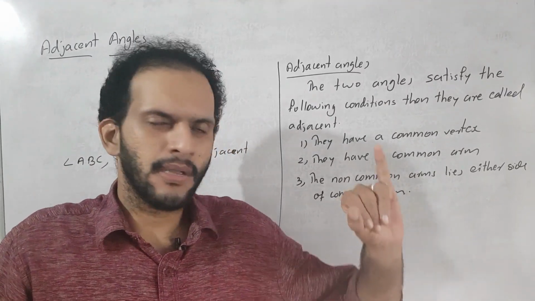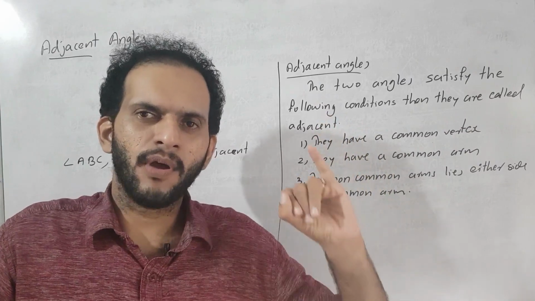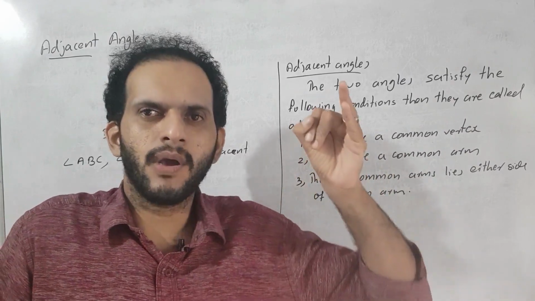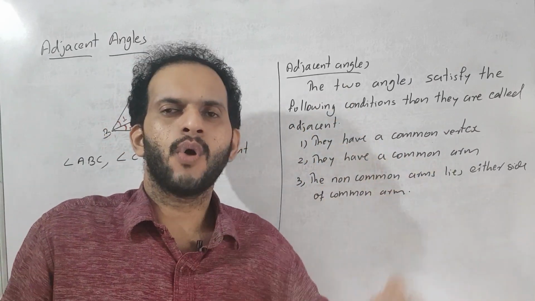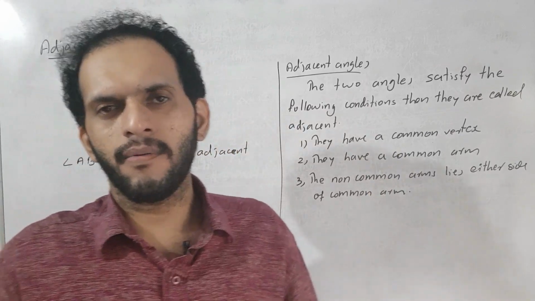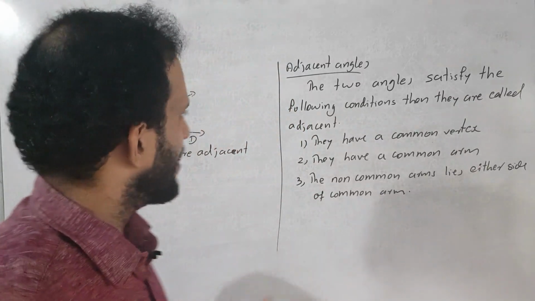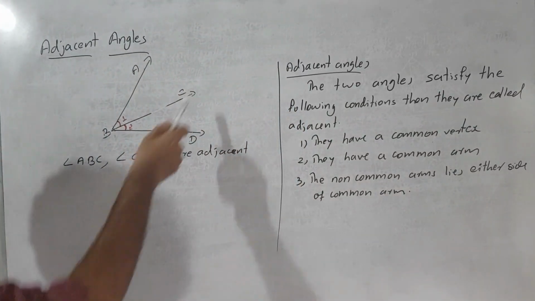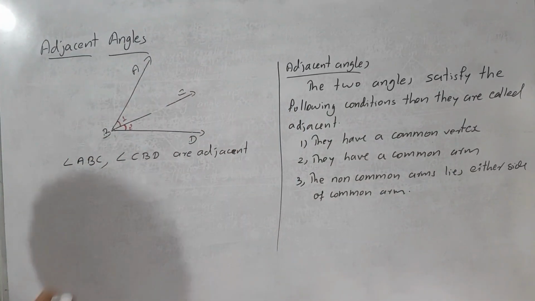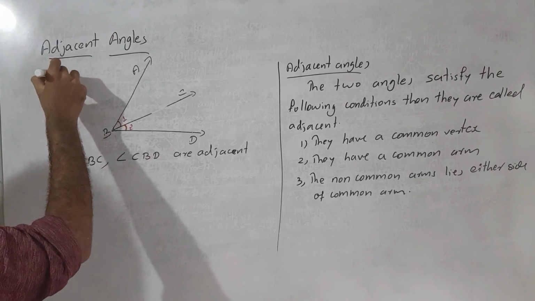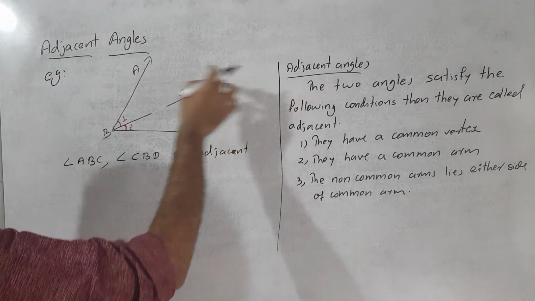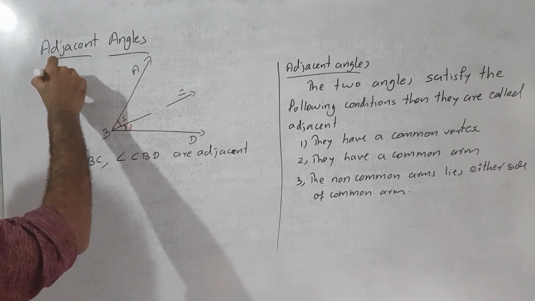What are the conditions? The pair of angles have a common vertex, they have a common arm, and the non-common arms lie on either side of the common arm. Okay, then next we are writing an example. We just draw the figure as an example. First we write this, and after that we write this one as an example.